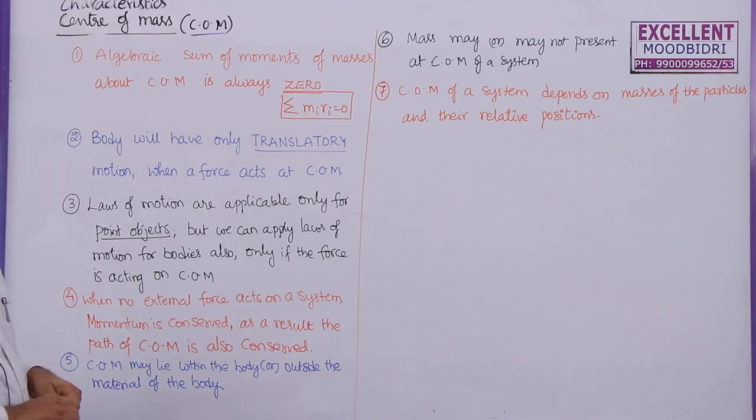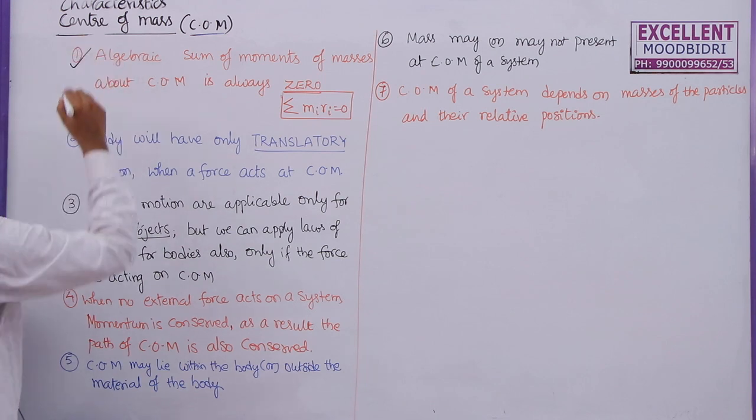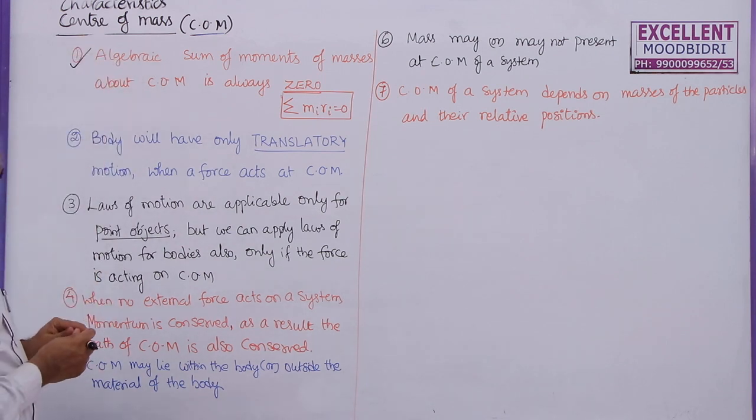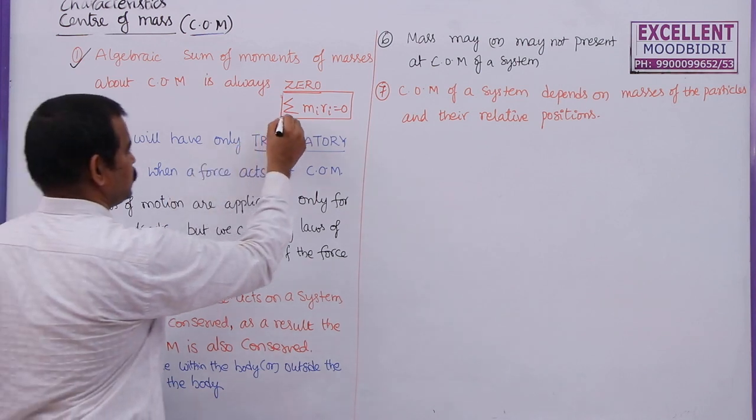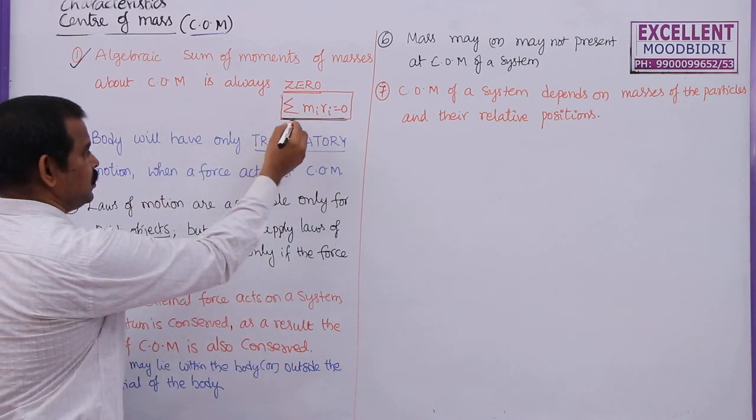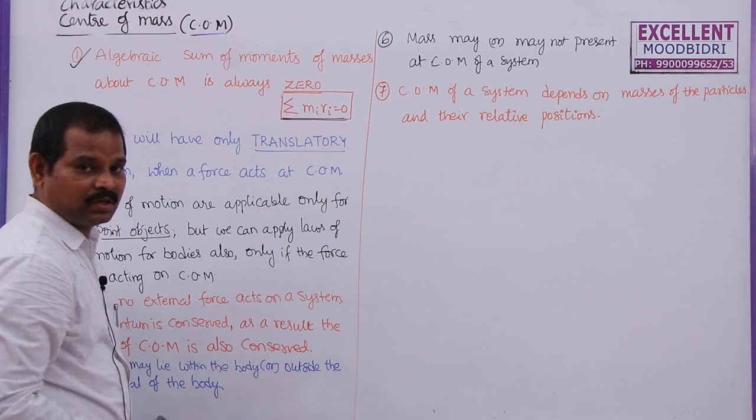Characteristics of center of mass. So I have given 7 points here. The first point, we already discussed this. Algebraic sum of the moments of masses about the center of mass is always constant. That is sigma MiRi is always equal to 0.